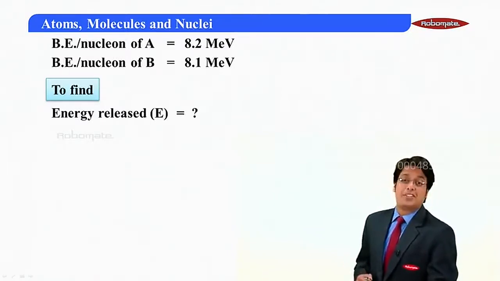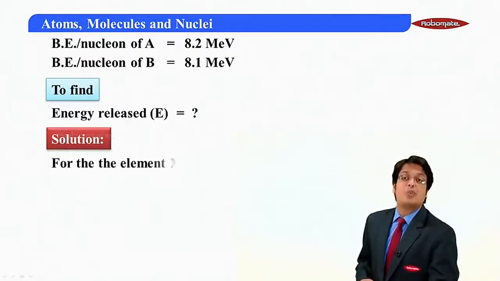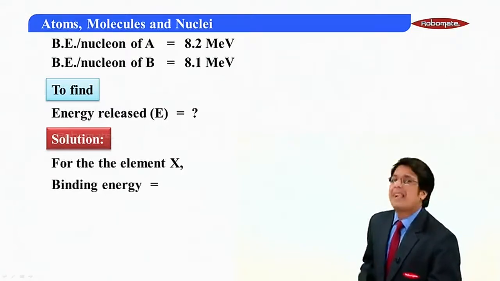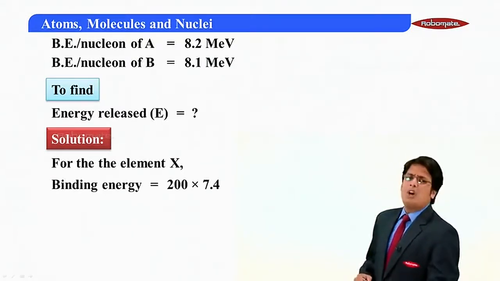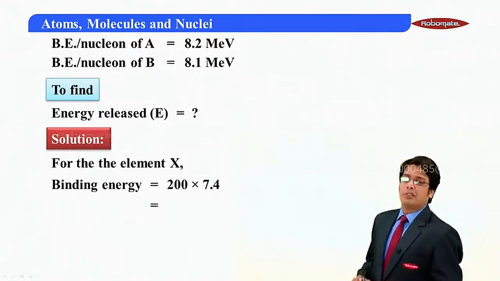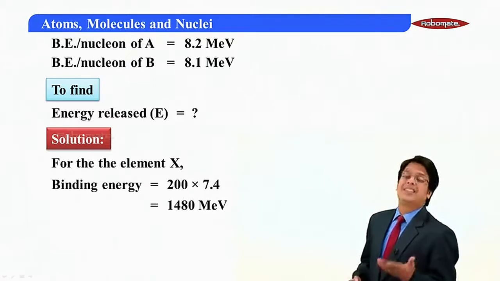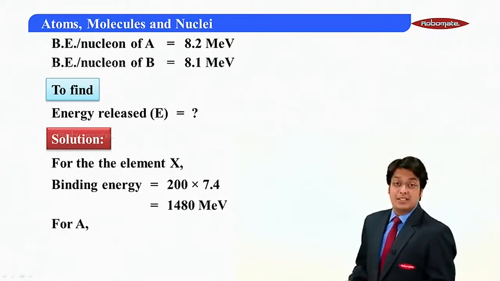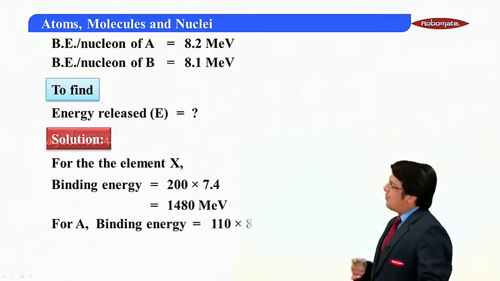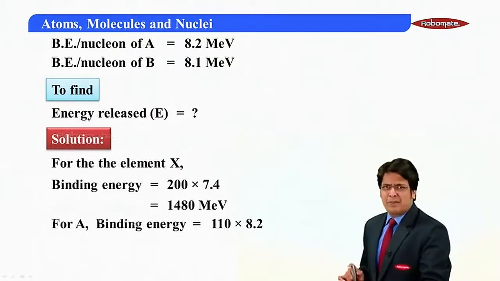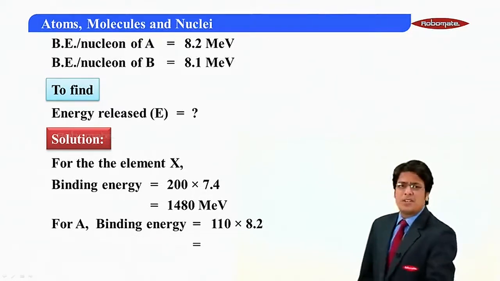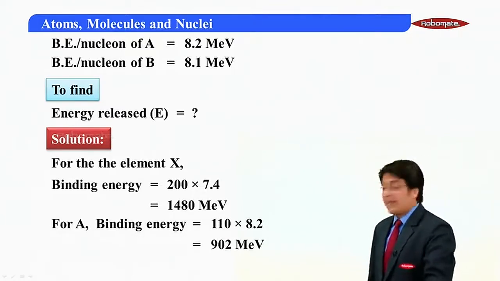If you want to find energy released, the solution is very simple. For the element X, first understand what is the binding energy. Now, how many nucleons are there? 200 into per nucleon 7.4. You multiply them and you get the answer in MeV. Big deal. For A, similar step. Binding energy is nothing but number of nucleons into binding energy of one nucleon. So that gives you around 902 MeV.